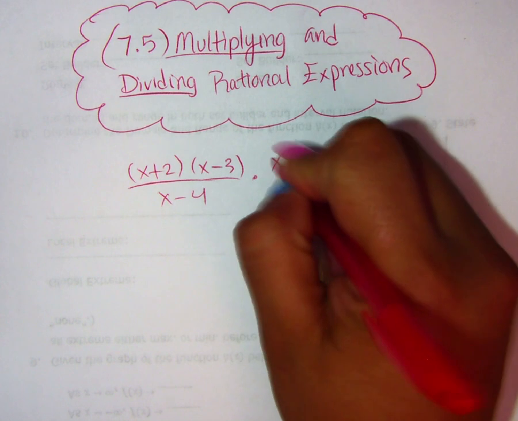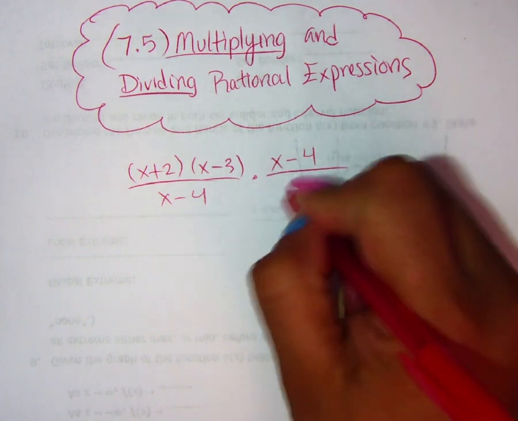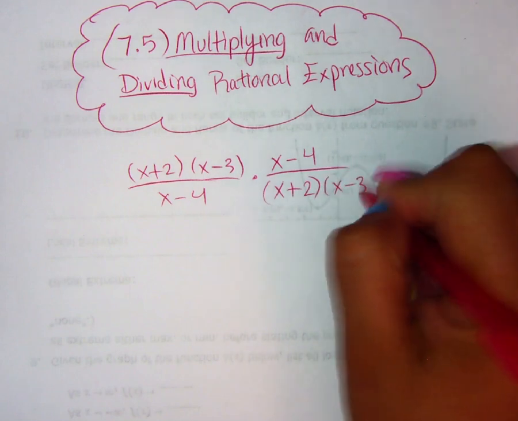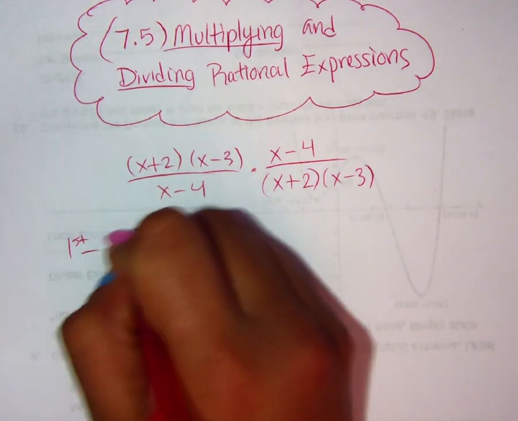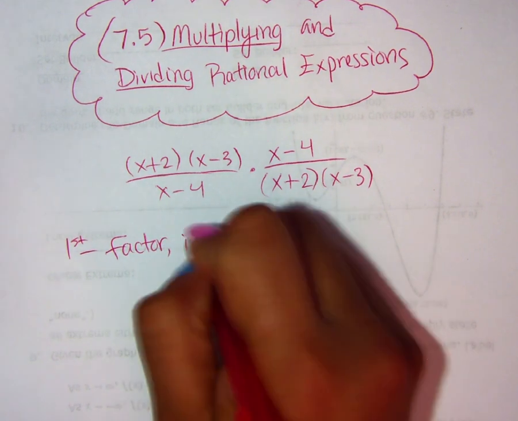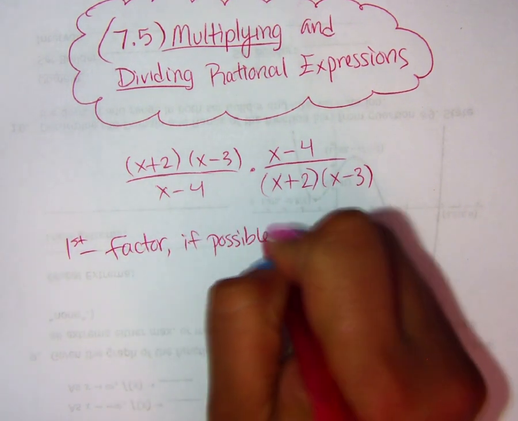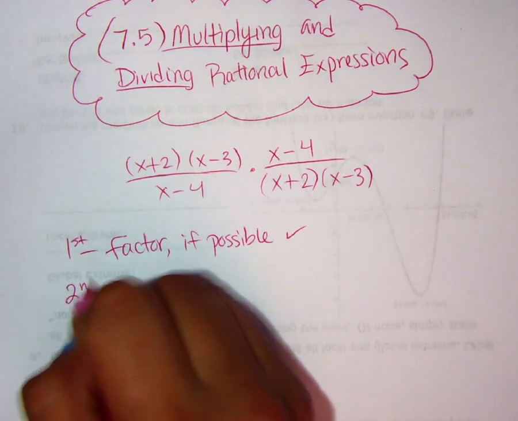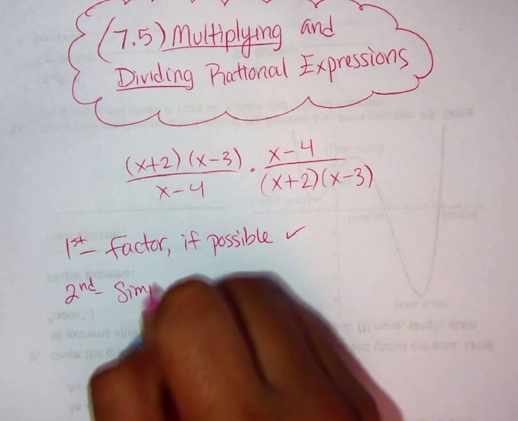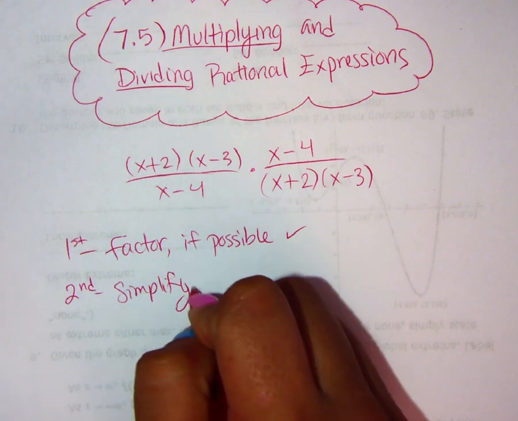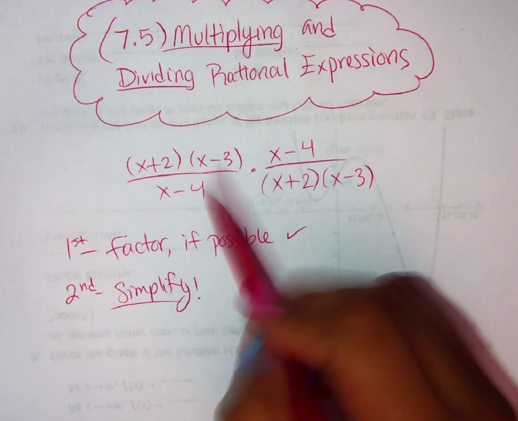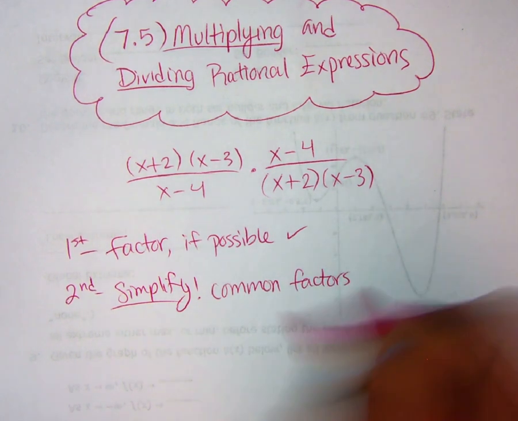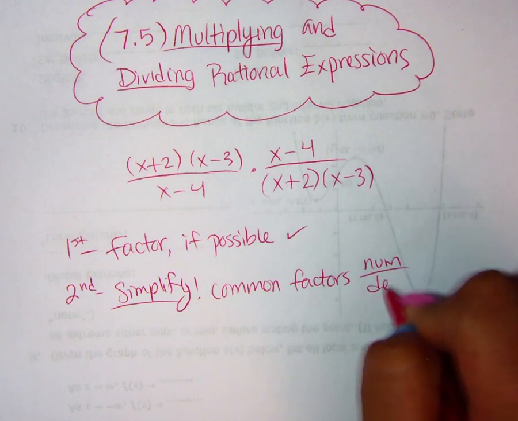A couple of steps you need to remember here is to always check if you have the factored version of your rational expressions. So step number one, factor, if possible. If it's already factored, then you already saved this step. Now that we have the factors, the second step is to simplify. When we simplify, we want to reduce any common factors in the numerator and the denominator.